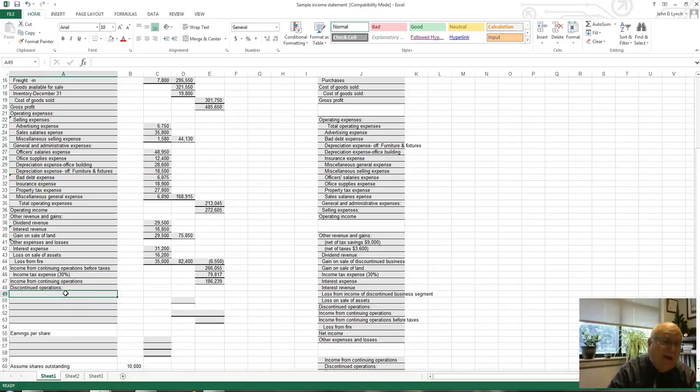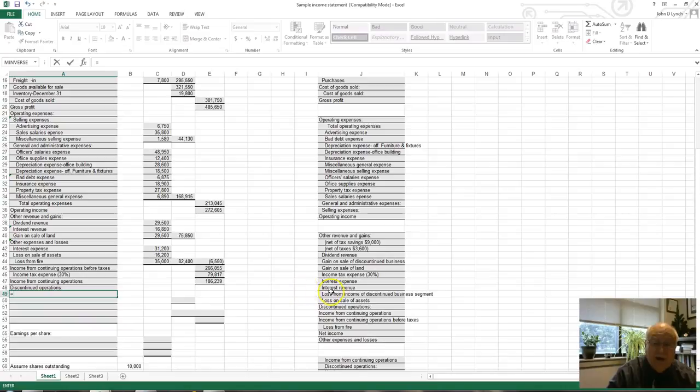So with that, we have two levels we have to have. We have the income or the loss from the operations that we may have, and we have to keep track of the gain or loss from the actual sale of the business segment. So this is discontinued operations, and this is also going to be reported net of taxes because we've already calculated our taxes up here. So when we do this net of taxes, we'll show you how that works.